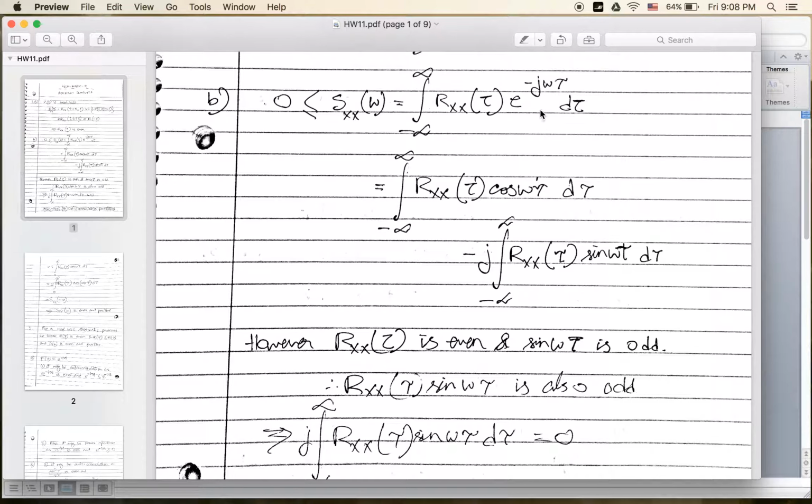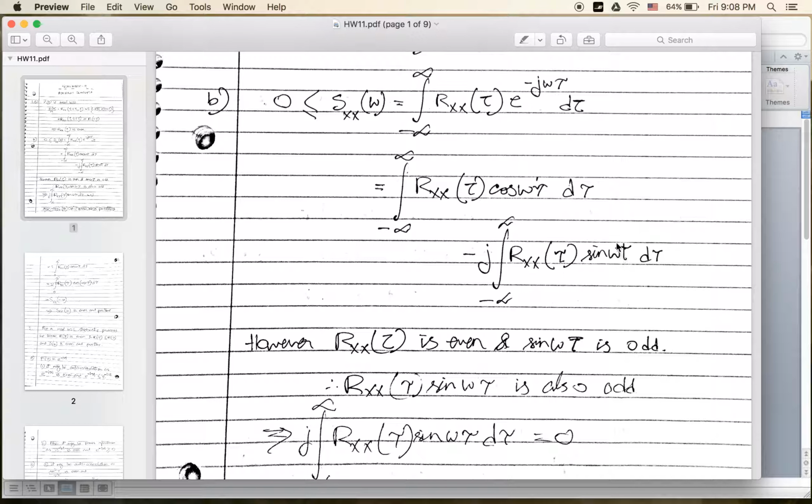So we just expand e in terms of cos and sine and get this value, that is, the integration from minus infinity to plus infinity of r_x(tau) cos(omega tau) d tau, minus j, where j is a constant so we take it outside of the integration, times the integration from minus infinity to plus infinity of r_x(tau) sin(omega tau) d tau.